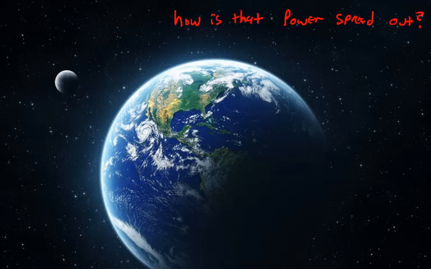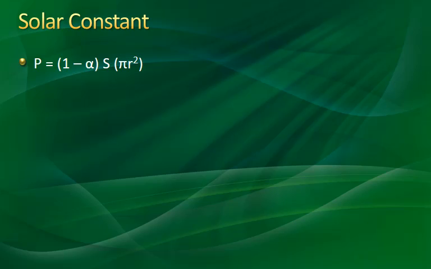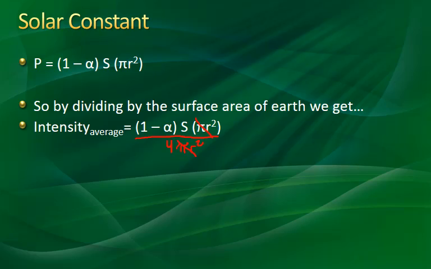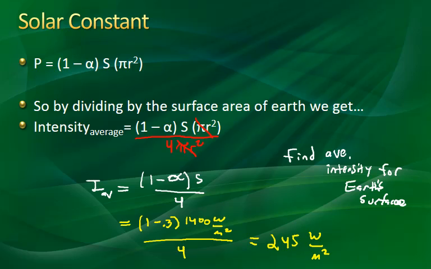What we also have to consider here is how that power is spread out. We have the surface area of the Earth, 4πr². However, with the light coming in, we'll have to consider that. So dividing by the surface area, we can get the average intensity on the Earth, and the πr² will cancel out there. Let's go ahead and calculate that. We're getting about a fourth of it as we work through that.